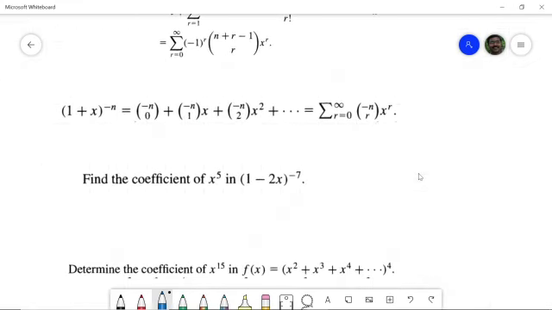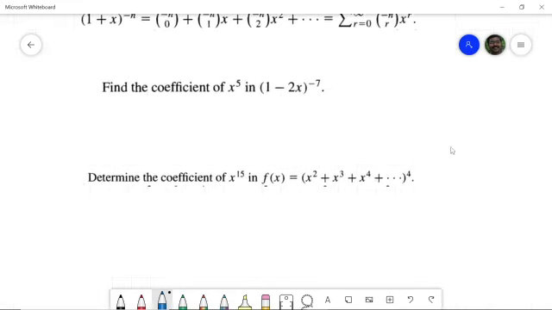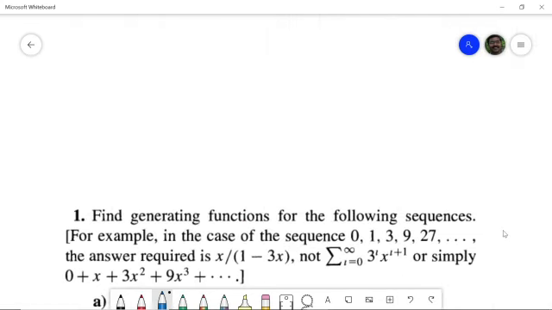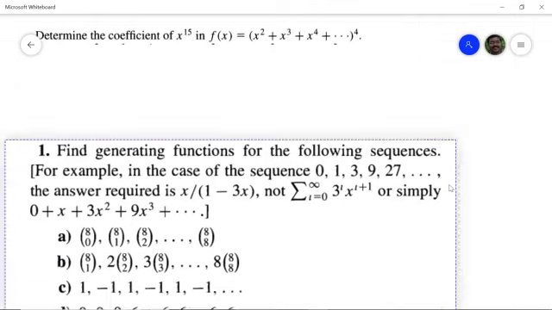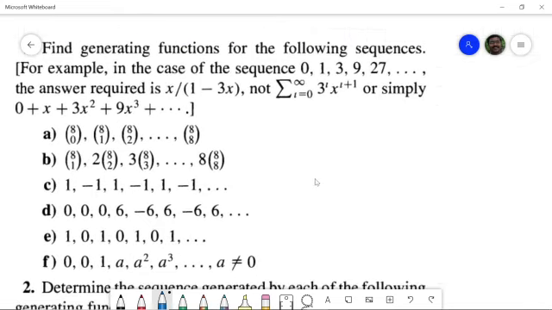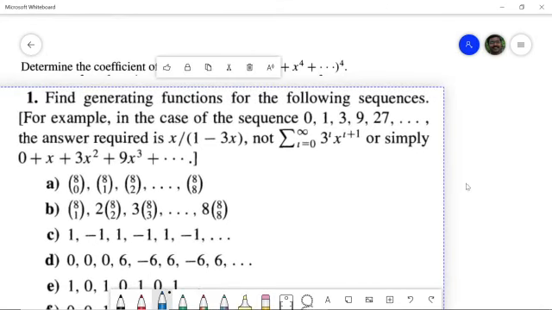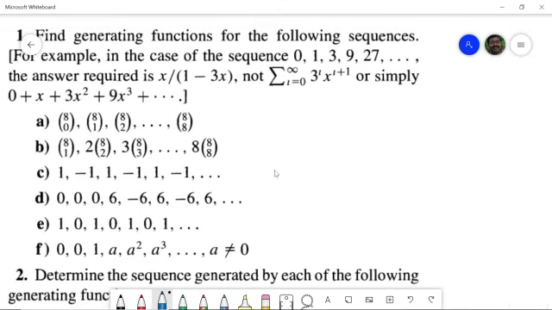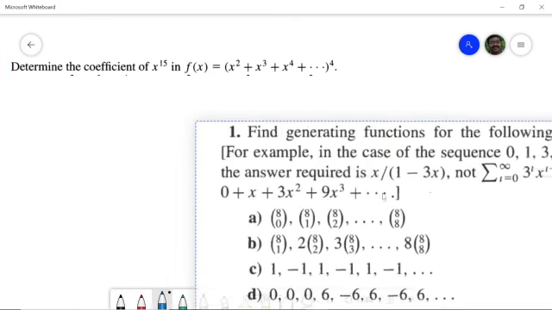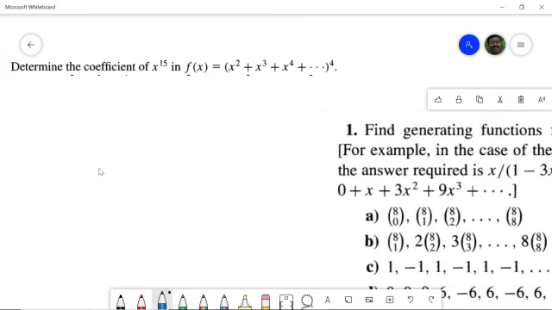Before we move on to these problems, let us try to find some generating functions. Let us try to do these problems here. These are straight from your textbook. Here I am giving you some sequences, and you need to find their generating functions.